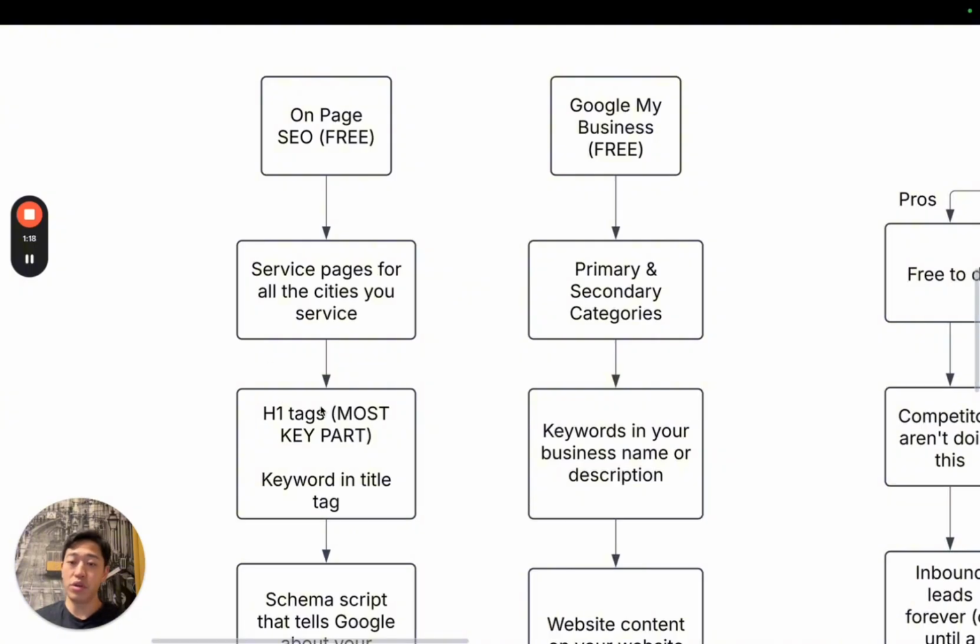And number two is the H1 tags. This is the most important part in terms of SEO for your pages. If your website doesn't have any service pages or doesn't say what city you're currently servicing, for example, roofing in Houston, Texas, or pool building in Houston, Texas, or HVAC installation in Houston, Texas, you need to have that as your H1 tag so that you can rank for those keywords, because Google puts a priority on these H1 tags over everything else.